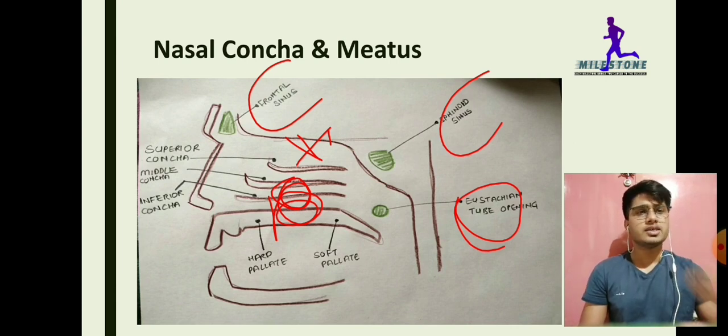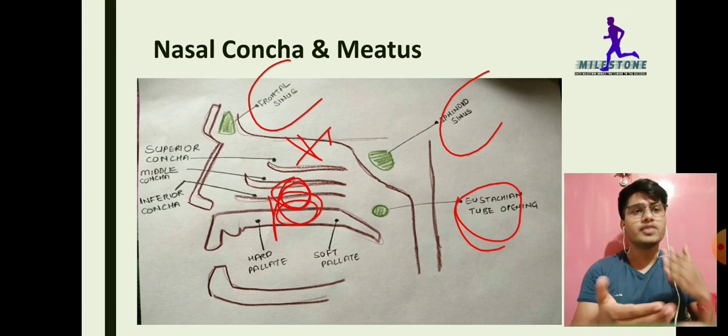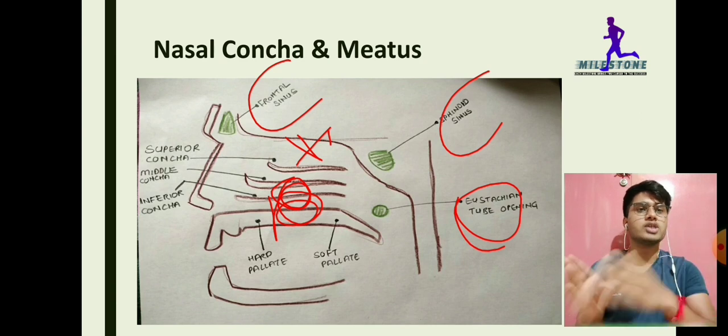Now this concha helps in the turbulence, not actually helps in the turbulence but causes the turbulence. So this concha causes turbulence and eventually makes a flow of the air slow. So due to the turbulence the air slows down.